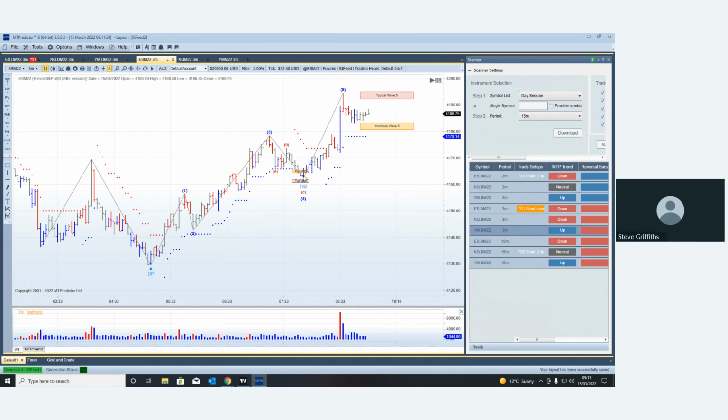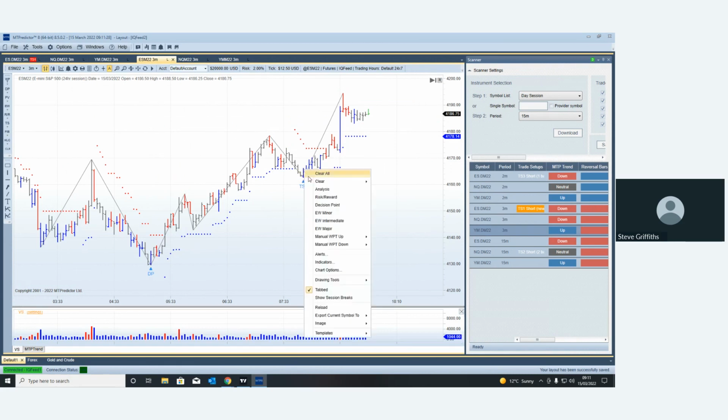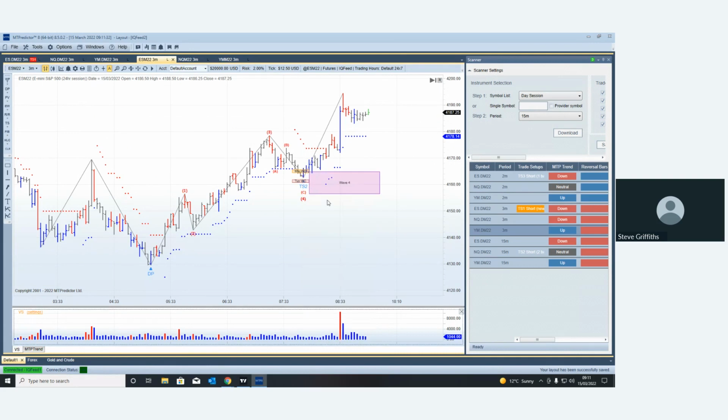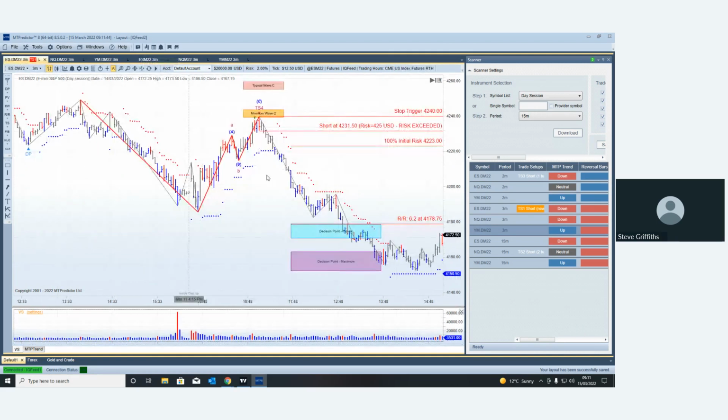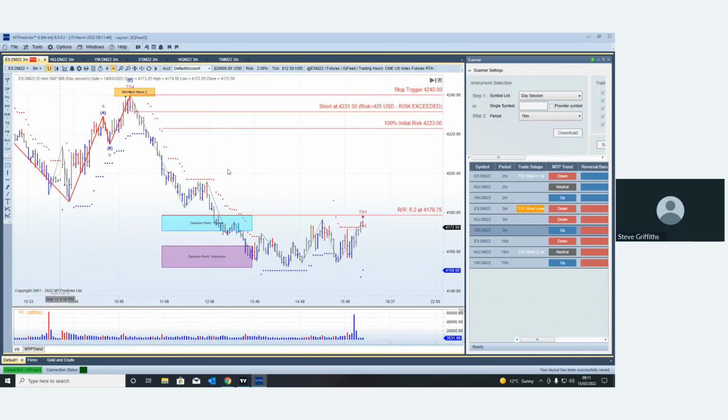So if I do the edit wave, if I clear that all off again, I do the edit wave minor. Now if I perhaps do the edit wave intermediate here, see there's your wave 4. So that's the TS2. It's a lesser degree or a minor ABC correction in a wave 4. By process of deduction, if I go back to the ES from yesterday, do I want the ES from yesterday?